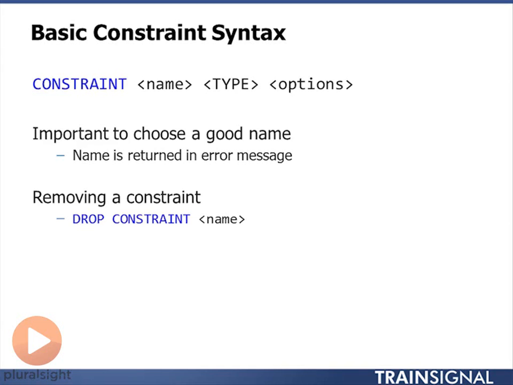If I violate a foreign key constraint, then I sort of know right up front, oh, okay, there wasn't a value in the other table that matched the value that I tried to put into my table. But a check constraint could really be anything. So you want to make sure that you choose a good name so when you see the error message, you know exactly what went wrong. As far as removing a constraint goes, this is done with an alter table statement: alter table, specify the name of the table, then drop constraint, and then whatever the name of the constraint is.